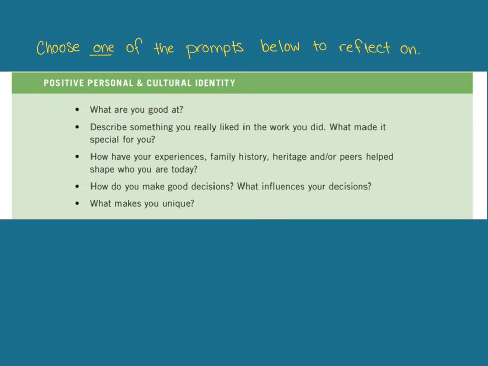So you could have a paragraph reflecting on what you are good at, what your strengths are. You could describe something you really liked in the work you did and what made it special for you. You could look at how your experiences, family history, heritage, and/or peers help shape who you are today. So you notice this and/or means that you don't have to choose all of these different things. You might focus on your personal experiences, or maybe you focus on family history, or maybe you want to include 2 of them, but you don't need to have all of them.